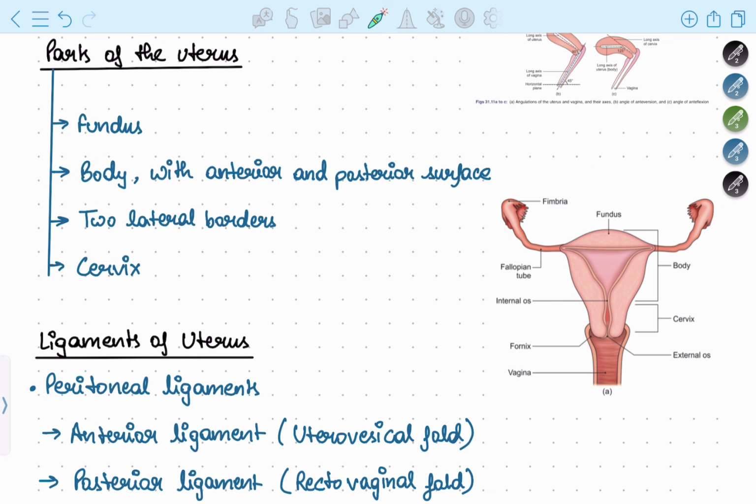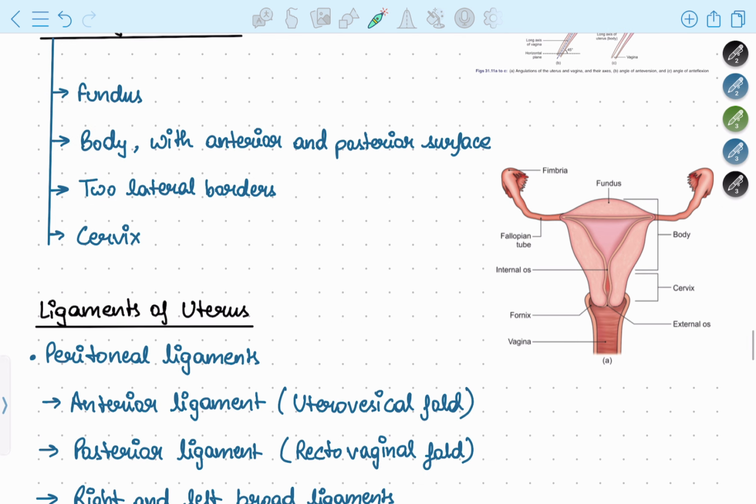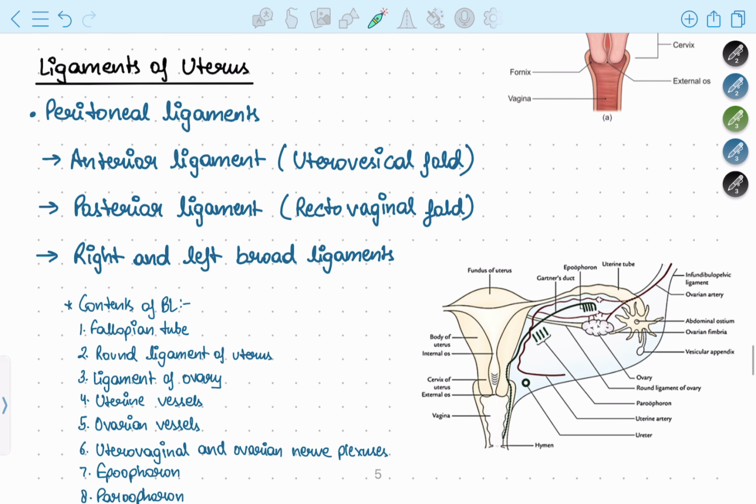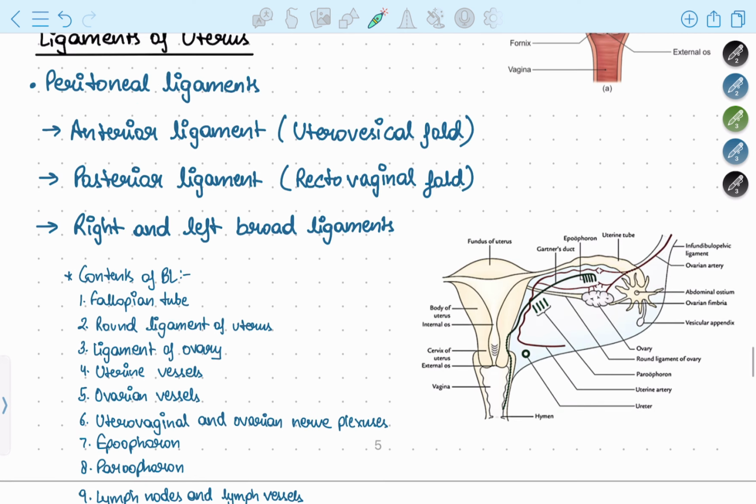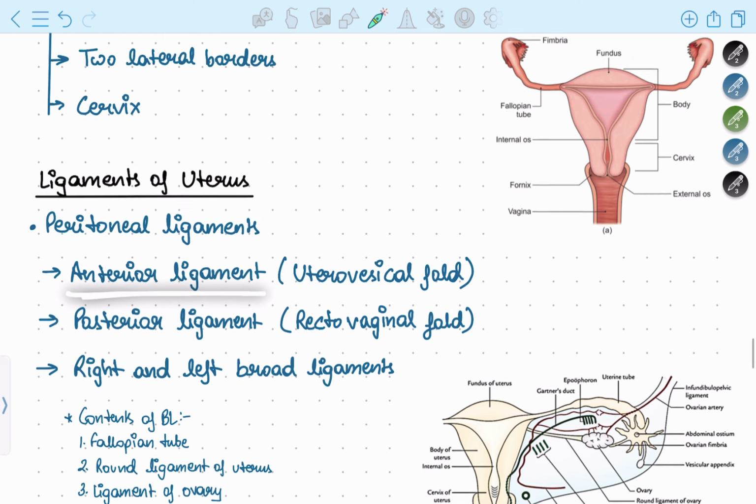Then a very important part: what are the ligaments of the uterus? We have peritoneal ligaments, meaning the peritoneal folds which cover the uterus, they also come under ligaments, and then we have the fibromuscular ligaments, meaning strong ligaments which keep the uterus supported, okay? So first we will study the peritoneal ligaments. In peritoneal ligaments we have the anterior ligament. Now it is very easy.